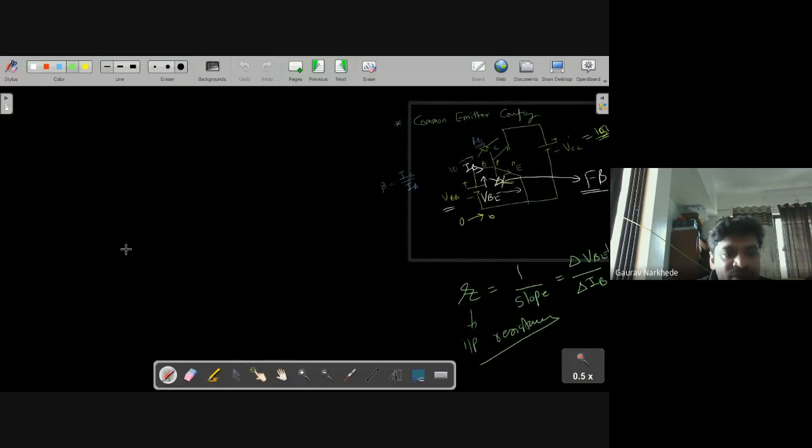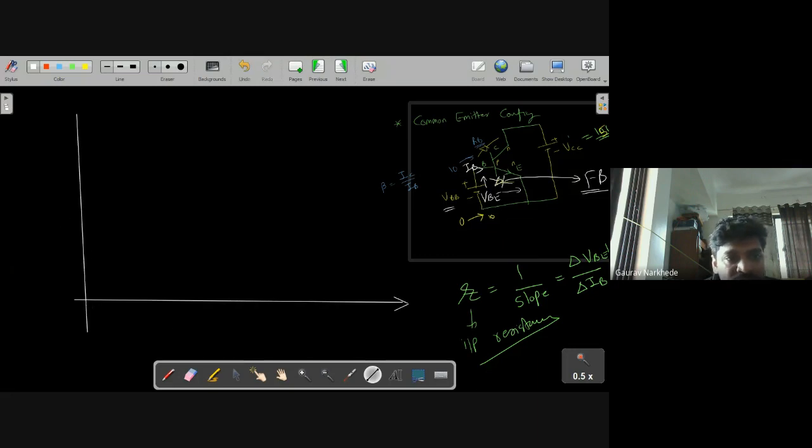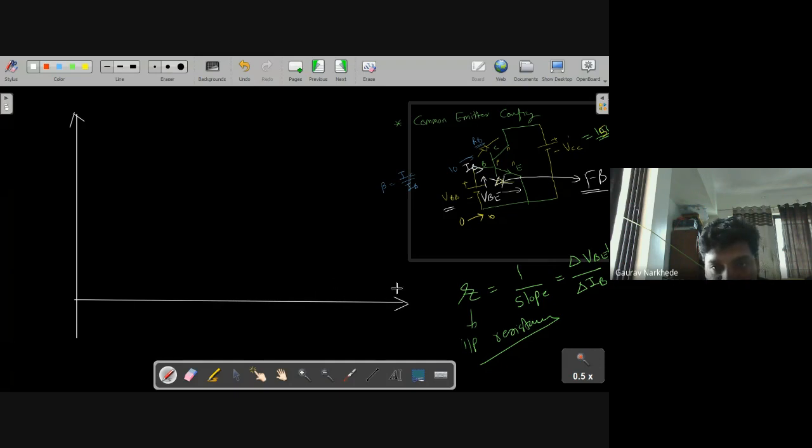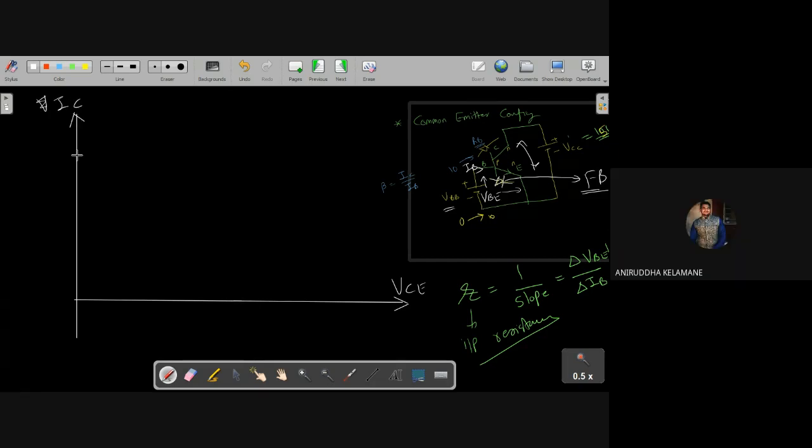Okay, so reverse characteristics, again I will draw a reference line for me. So reverse characteristics is a graph of output current and output voltage. So let us say output voltage is VCE. Between collector and emitter I am taking the output, or VCC you can say, and this is IC, right? Okay.